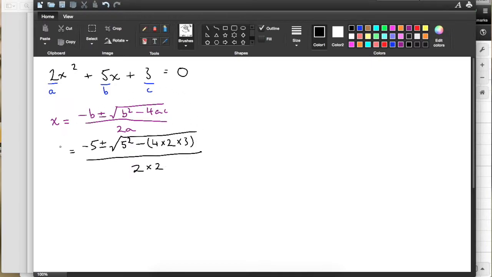So you'll notice that I haven't actually simplified anything yet. I only substituted the numbers in. It's a good idea to do that first, just to make sure that you're substituting in correctly before you go solving anything. Okay, so now let's take it a step further. That equals negative 5, again, plus or minus the square root of 5 squared, which is 25, minus 4 times 2 times 3, so 4 times 2 is 8, which times 3 is 24, over 4.